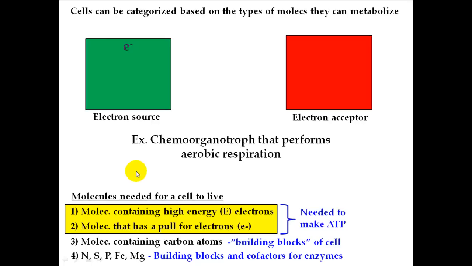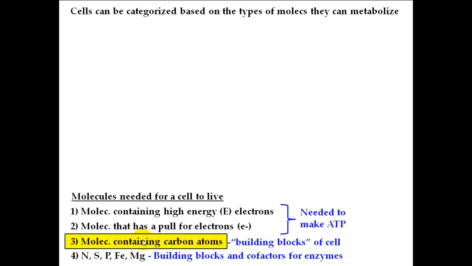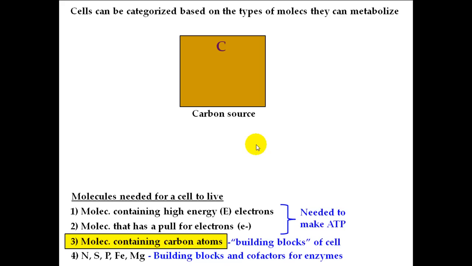All right, we're still trying to categorize things. That's just one example of how cells can be categorized. Turns out that cells can also be categorized according to what types of molecules they use as carbon sources. Here's what we mean by that. There are some cells whose source of carbon is an inorganic molecule, specifically CO2. A cell that uses CO2 as its source of carbon is called an autotroph.